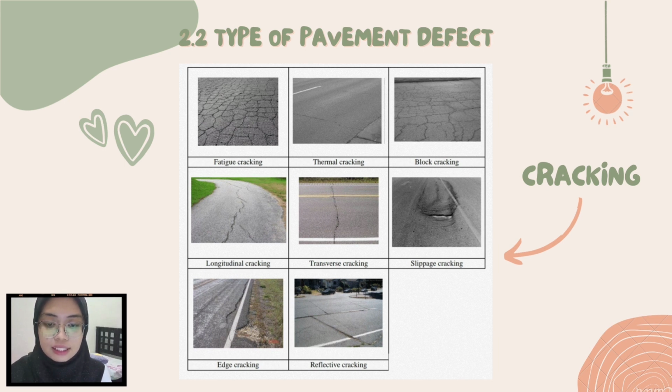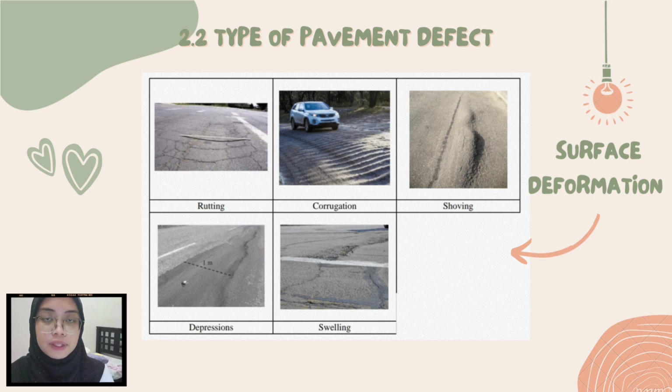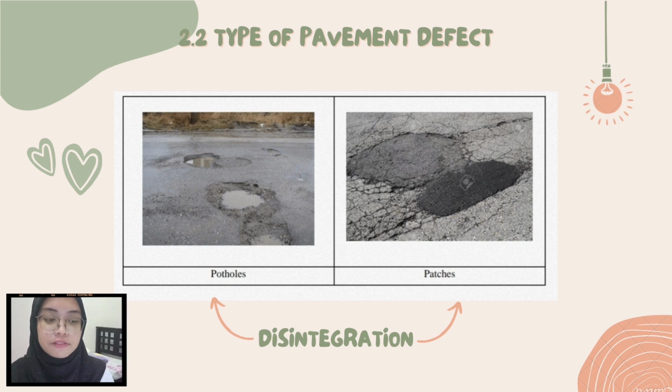As you can see, these are the examples of cracking, which are fatigue, thermal, block, longitudinal, transverse, slippage, edge and reflective. The next type of pavement defect is surface deformation. As you can see, the examples are rutting, corrugation, shelving, depression and swelling. Next type of pavement defect is disintegration. It only has 2 examples, which is pothole and patch.